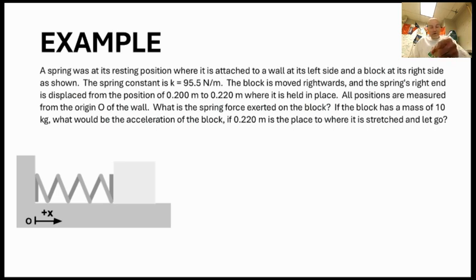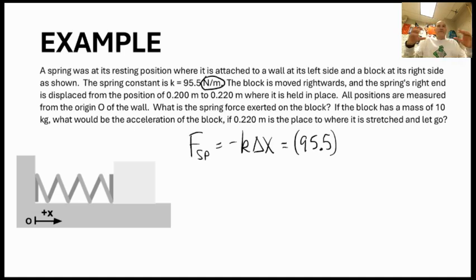Okay, so what we need to do first, sorry, I was misreading that. I thought it said spring constant, but we already have that. So we just say F_sp equals negative K delta X. It tells us a K of 95.5. And note the unit, right? The unit for K is newtons per meter. So that's how much force you have to apply to stretch it essentially 1 meter. So for this spring, we'd have to apply 95.5 newtons to stretch it 1 meter.